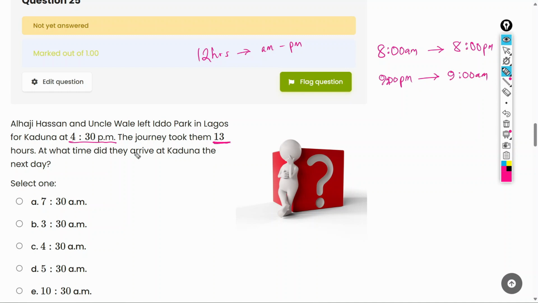So 13 hours is simply 12 hours plus 1 hour. So from 4:30 p.m., if we add 12 hours, that will become 4:30 a.m. the next day. And then we can add this 1 hour on top of it. So that gives us 5:30 a.m. the next day, right here.